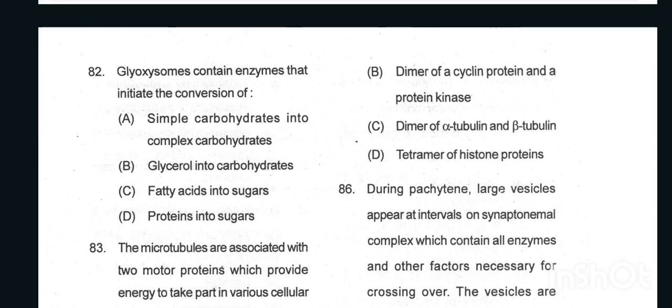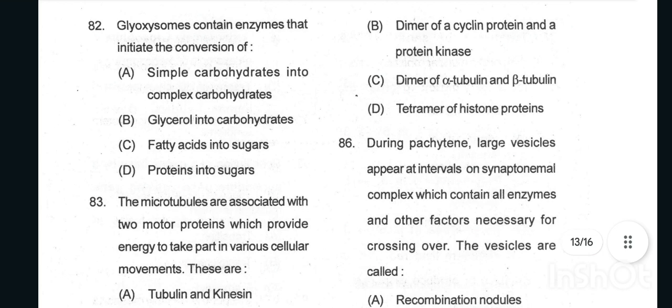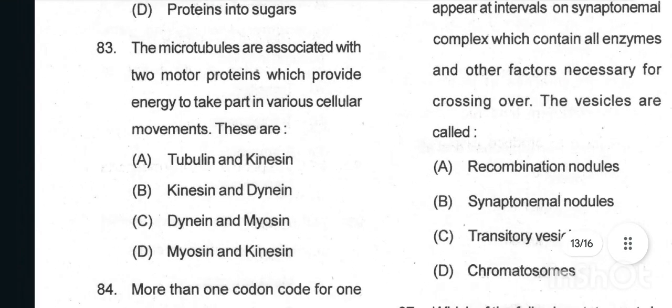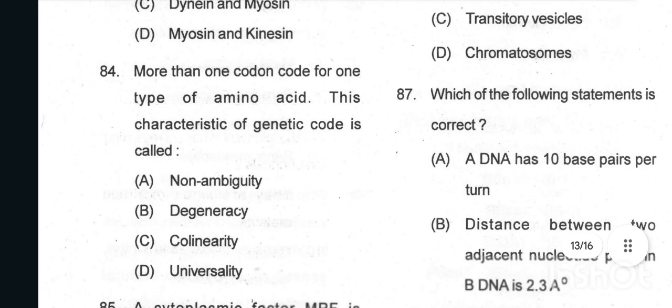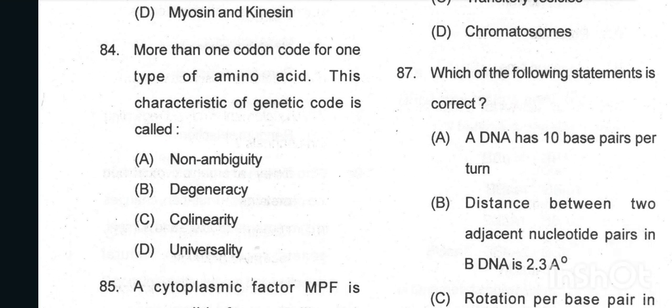Glyoxysome contains enzyme that initiate the conversion of fatty acid to sugar. Microtubules are associated with two motor protein which provide energy to take part in various cellular movement, and these are your kinesin and dynein. More than one codon code for one type of amino acid. This characteristic of genetic code is called as your option B, which is degeneracy.